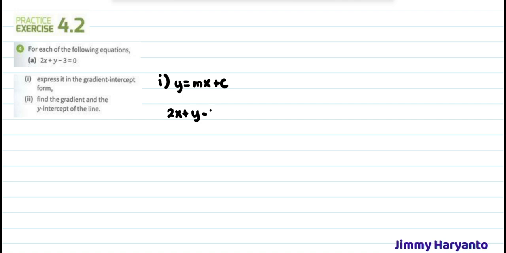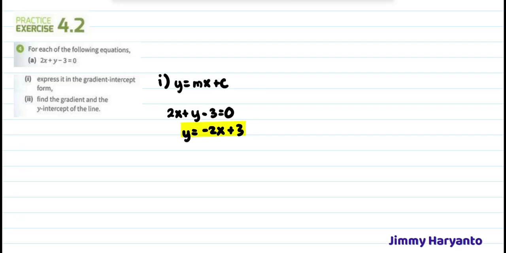And then next is question 4. Express it in the gradient intercept form. What is gradient intercept form? It is this one, y equals mx plus c. So we have to rearrange this into that form. First, I will move the 2x and negative 3. We will have negative 2x plus 3. And that's it. We already have it.